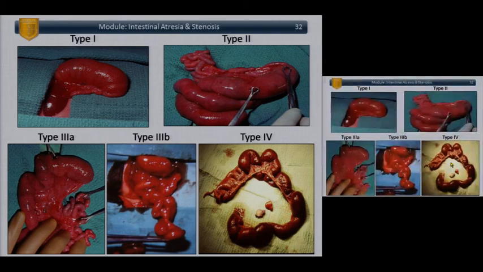Type 4 is basically multiple atresias. So not just one, multiple atresias. And they can be any type. You can have multiple type 2s, you can have a couple of type 3s in there, but if you have more than one atresia, it's a type 4.